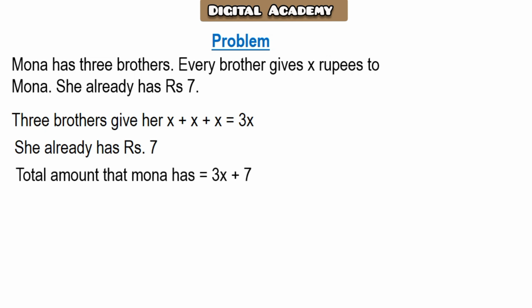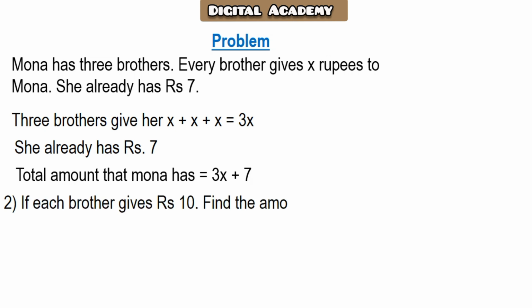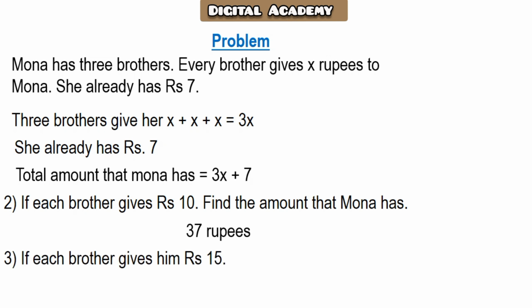If each brother gives 10 rupees, find the amount that Mona has. If x equals 10, then Mona has 3 times 10 plus 7 equals 37 rupees. If each brother gives her 15 rupees, find the amount that she has. If x equals 15, then Mona has 3 times 15 plus 7 equals 52 rupees.